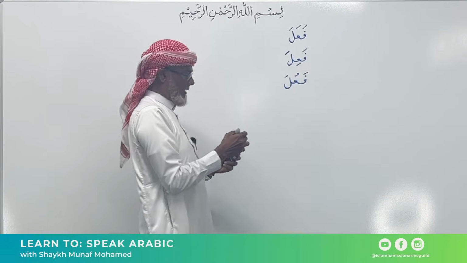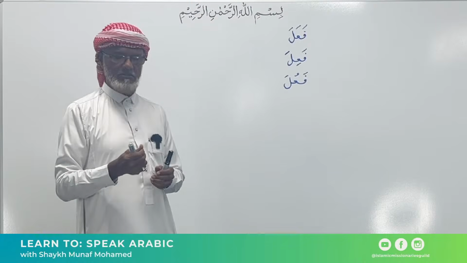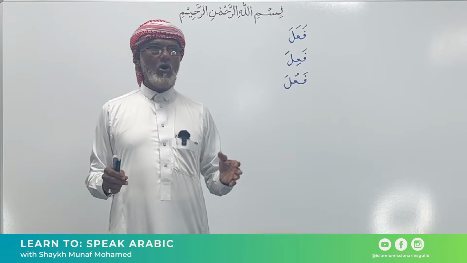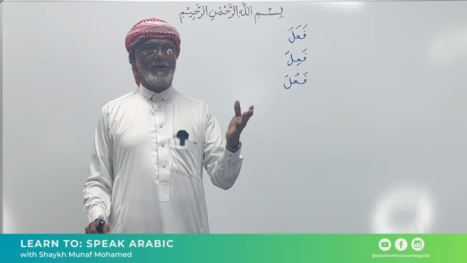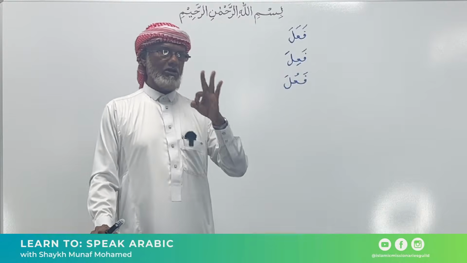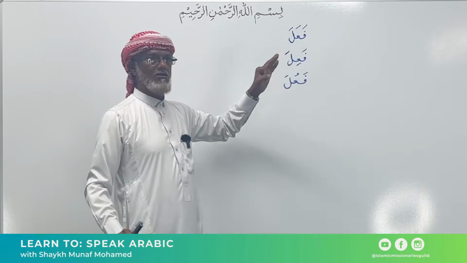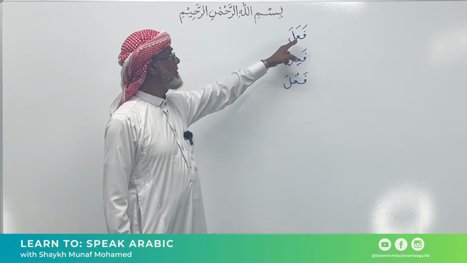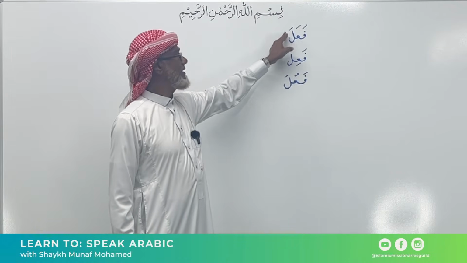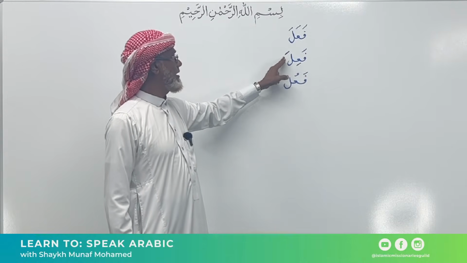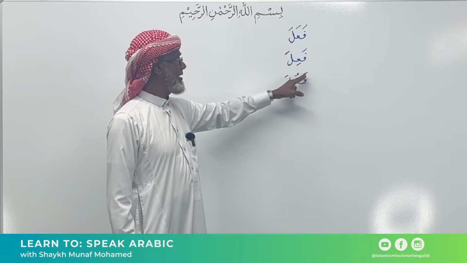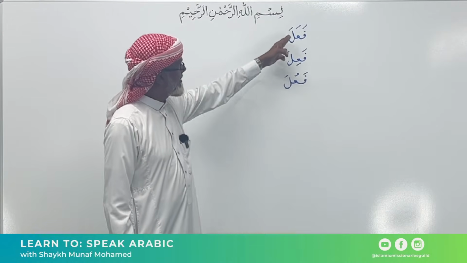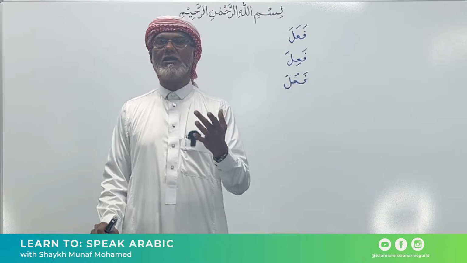For the first and the last letter, they have fatha. So if you were to check all of the existing three-letter verbs in the Arabic language, they would look like this: either with three fathas, or a fatha, a kasra and a fatha, or a fatha, a dhamma and a fatha. The first letter has fatha and the last one has fatha. It's just the middle one that could be a fatha, a kasra or a dhamma.